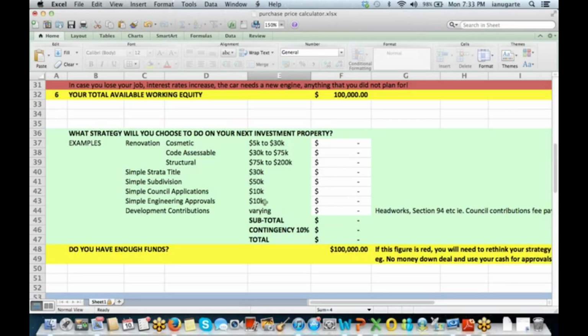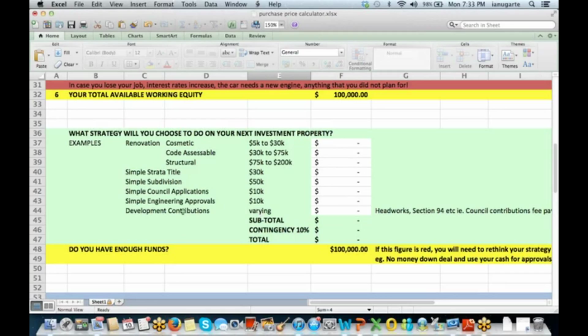Engineering, if you need to do engineering for the concrete driveway for the subdivision or your development deal. Development contributions, they vary. Now, a development contribution is the contribution you give to council as a gift because you're a developer, because you've created an extra lot or an extra dwelling in their suburb, in their council area. So what that gift is, that covers for the extra rubbish bins. It covers for the extra garbage truck they need to buy over a period of time. Park benches and new lawns in the parks and all that sort of stuff. That's what it goes to.